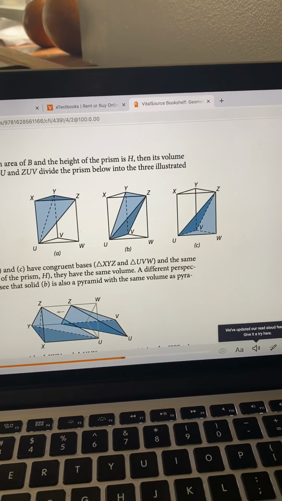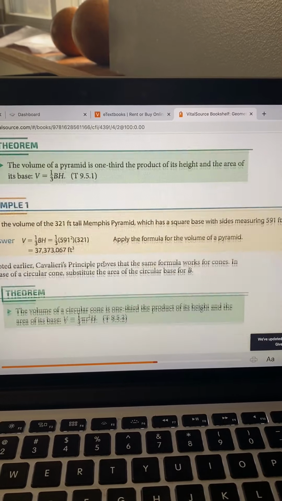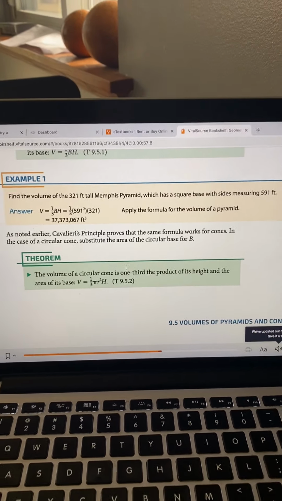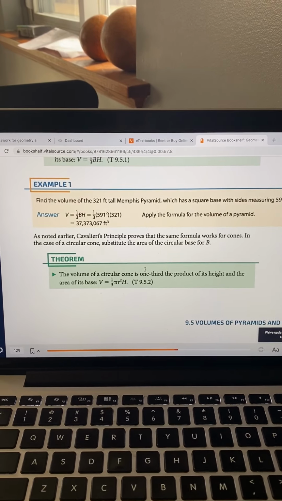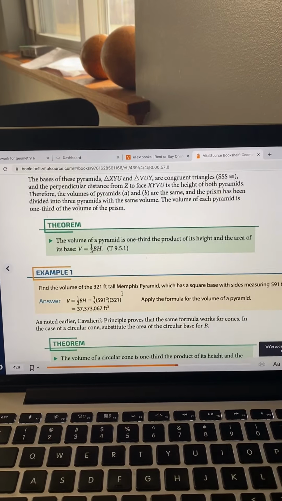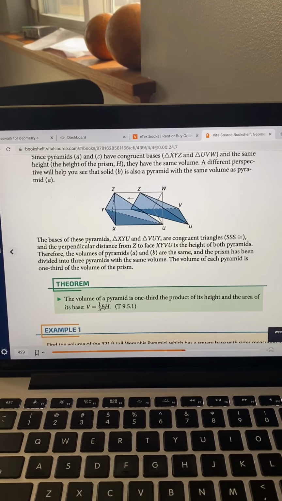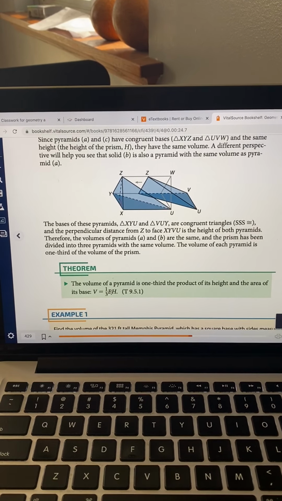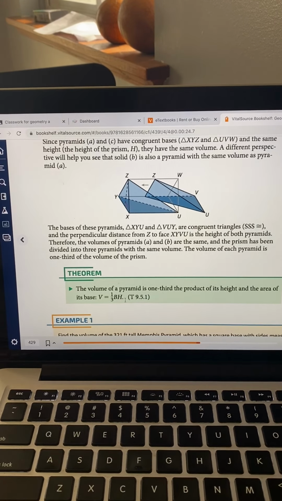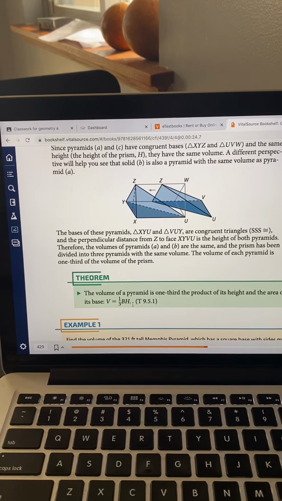So, you can see this is from page 429 in your book. The volume formula is 1/3 the area of the base times the height. Volume equals 1/3 area of the base times the height. Now this formula will work for pyramids and cones.